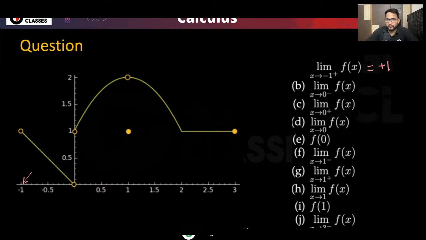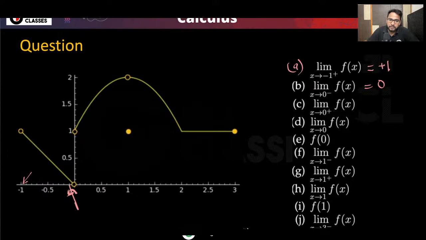I hope that is fine to everyone. This is part A. Let's see part B, which is saying 0 minus. 0 minus means they are talking about this value, just immediately left to 0. What is the answer immediately left to 0? So it is 0, right? Great. Similarly, 0 plus, immediately right to 0.